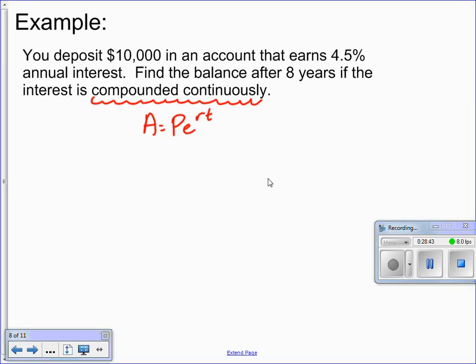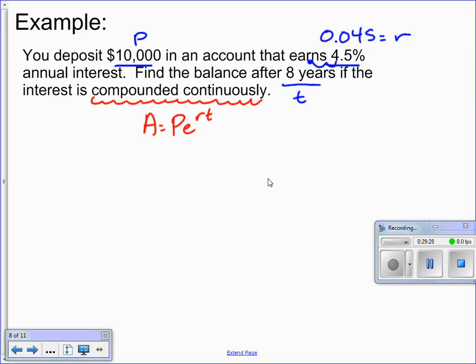What's my principal? How much my dad put in? $10,000, that's P. My interest rate is 4.5%. How will I change that before I plug it into the formula? Instead of 4.5, I'll use 0.045, right? Move the decimal place 2 to the left. Okay. And then how long am I leaving it in my account? 8 years. So that's my T. And then I'm ready to plug it in.